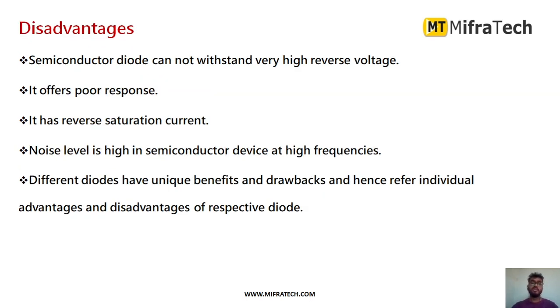What are the disadvantages of these diodes? Semiconductor diodes cannot withstand very high reverse voltage. If we provide more reverse voltage than the threshold value, in some cases the diodes will get damaged. It offers a poor response. In some cases it has a reverse saturation current, which you can also call a leakage current. The noise level is very high in semiconductor diodes at high frequencies. Different diodes have unique benefits and drawbacks, hence refer to individual advantages, and depending on that, we have to decide.